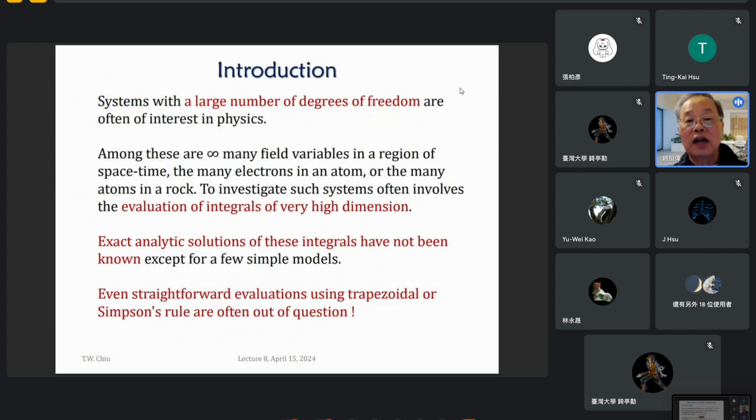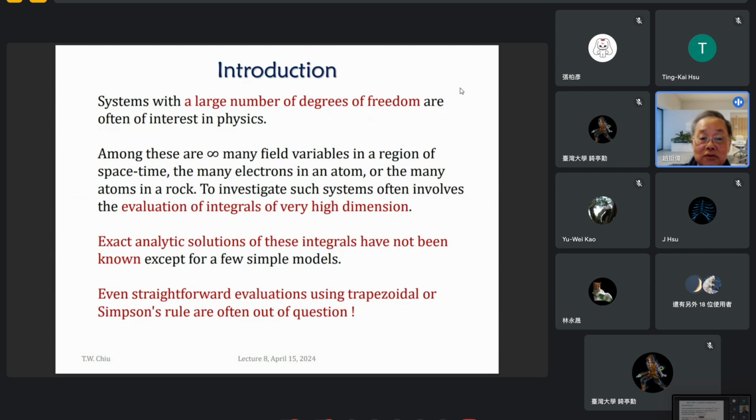In physics, we often have to deal with a large number of degrees of freedom. For example, in the electromagnetic field theory or any other field theory, the field variable is at any point of the space-time, so you have an infinite number of field variables. And if you consider electrons in the atom, for some atoms the number of electrons is very large, more than 100, even 200, not to mention the number of atoms in a rock.